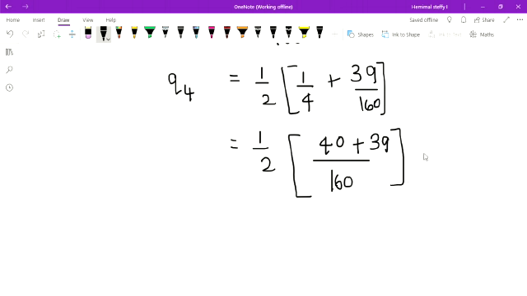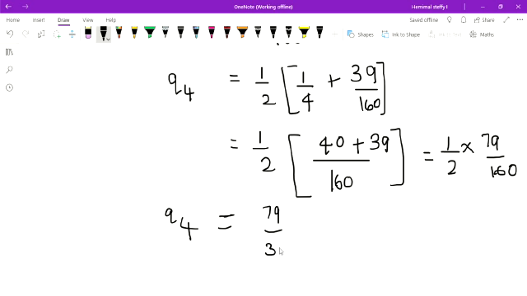It gives 1 by 2 into 79 by 160. So what is the value of Q4 here? Q4 is equal to 79 by 320. 2 into 160 is equal to 320.